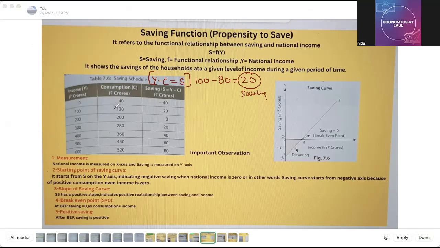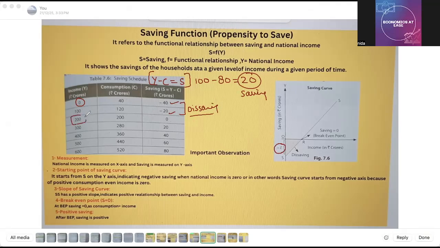This is the saving. Similarly, here income is 0 but consumption is 40, which means the saving is negative. Then income was 100 and consumption is 120; again consumption is more than income, so it is negative. When saving is negative, it is dis-saving. It is a situation of dis-saving. Here you can see the autonomous consumption, and dis-saving is there in the negative portion.